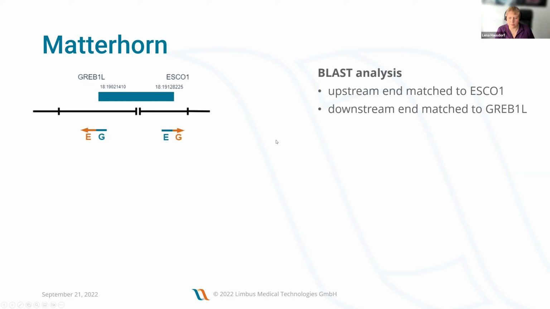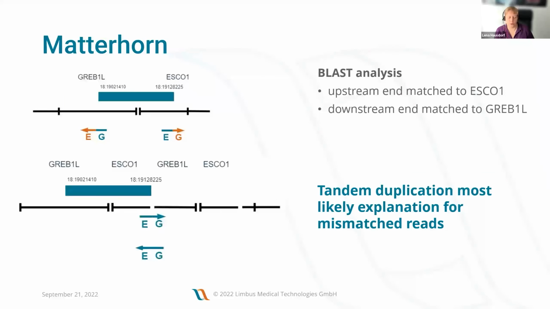And all of them had an upstream end matching to ESCO1, and all of them had a downstream end matching to GREB1L. So the logical conclusion was that it needs to be a tandem duplication, because otherwise those reads wouldn't match. So this was a nice example that when you're lucky, you can even find a tandem duplication, if you pay attention to the reads and the mismatches in them.